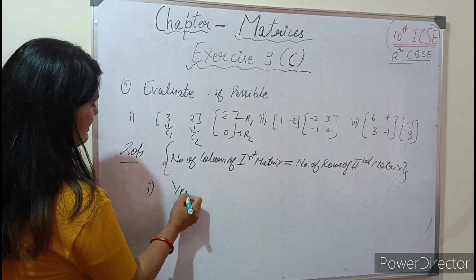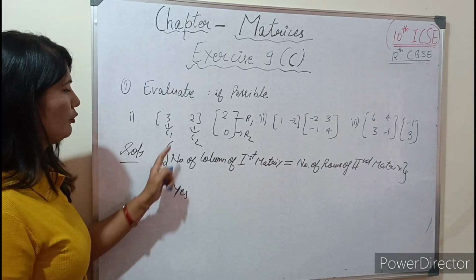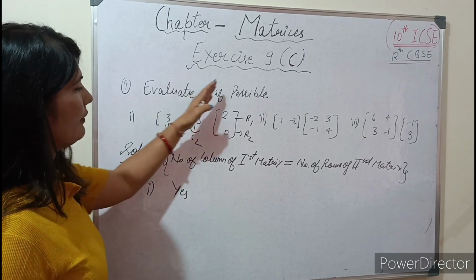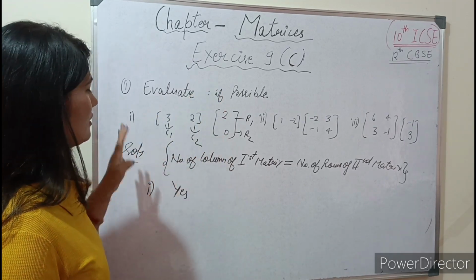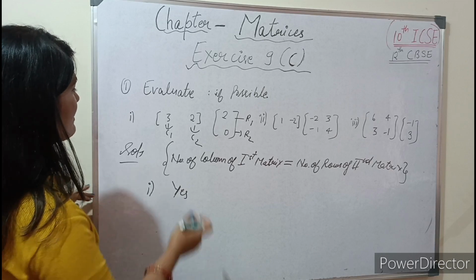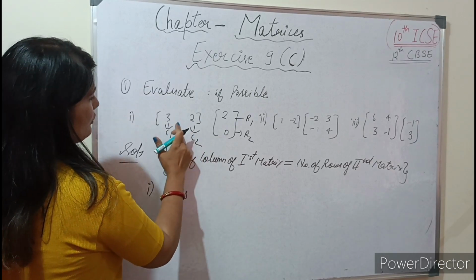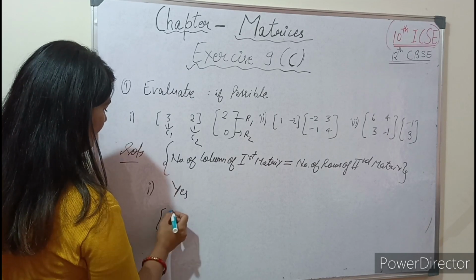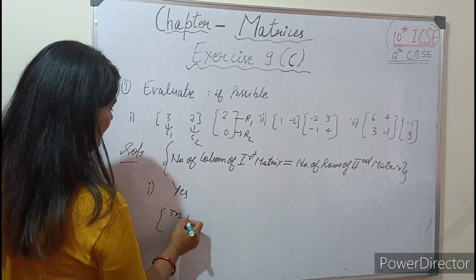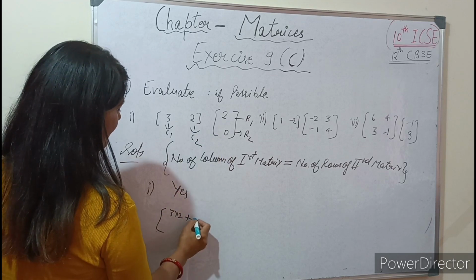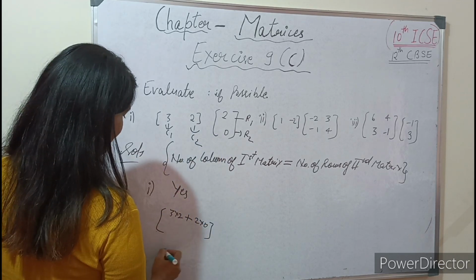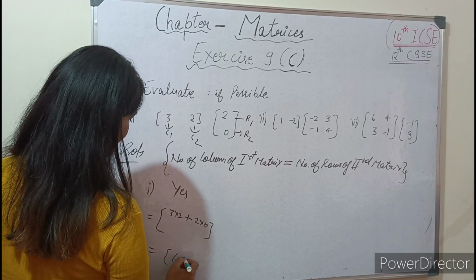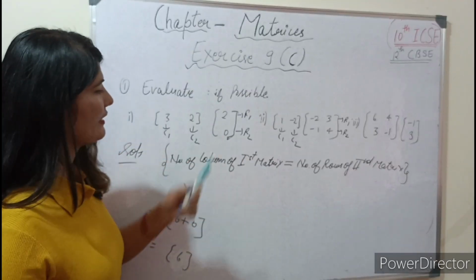So first part yes, and now you have to multiply both the matrices together. So here the condition is that row multiply by column. So here row multiply by column means 3, 2 is the row and this is the first column 2, 0. So you will make a bracket here. So 3 multiplied by 2 plus 2 multiplied by 0, and your answer is 6 plus 2.